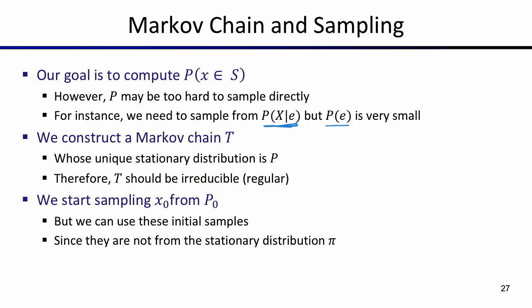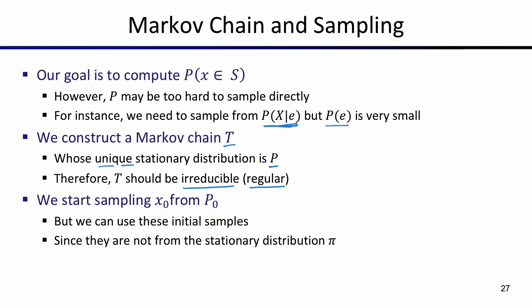So we're going to construct a Markov chain T, whose unique stationary distribution is the distribution P that is induced by the network, the Bayesian or the Markov network. So we saw from the Markov chain lecture that in order for this distribution to be unique, the chain has to be irreducible or regular, right? So this condition will guarantee to us that the stationary distribution is unique.